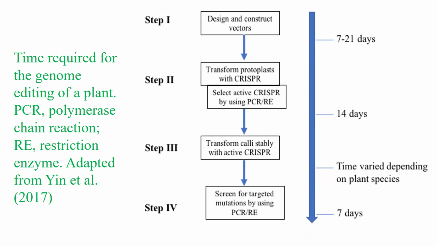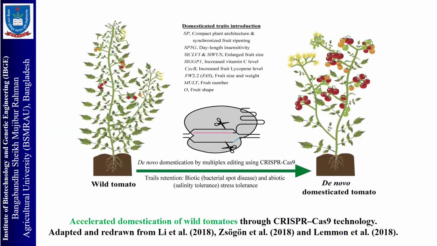So CRISPR is a faster method. The time required for the genome editing of a plant is very short. Even within a few weeks, you can do the editing. And next, a few generations in the speed breeding system, you can do. So within a couple of years, you can even get the fully stable edited line.